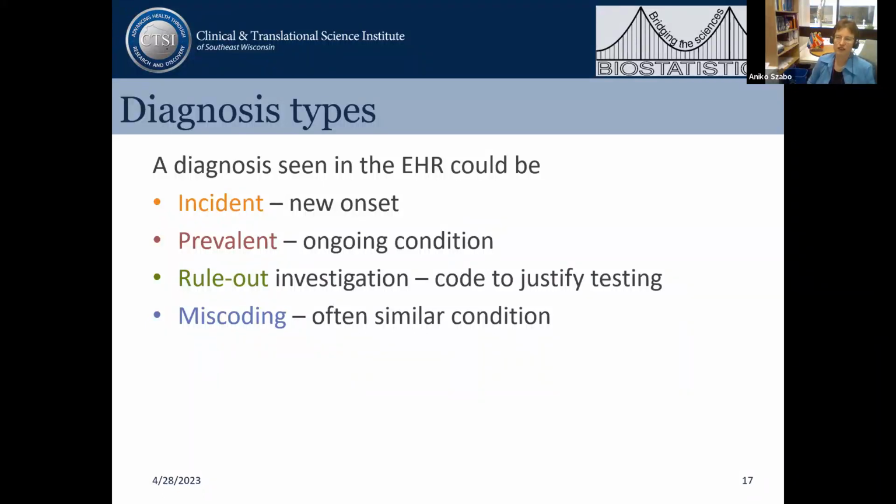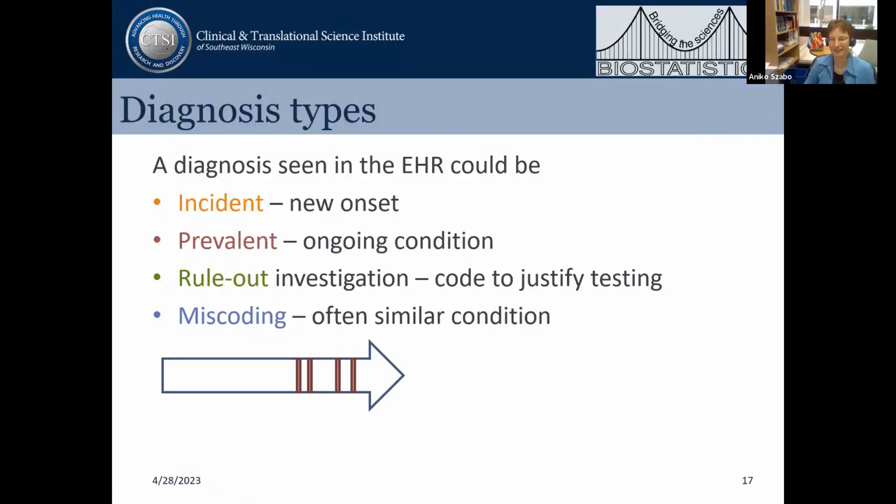Or maybe the code is there because they were trying to rule out that condition and they needed to justify testing, so the code is put there. But they might actually not have the disease at all. Or there was a miscoding, which certainly also happens, that the code was there by mistake. And while I made it very nice and color coded, right, different colors for different things, unfortunately, the actual diagnosis codes are not color coded.